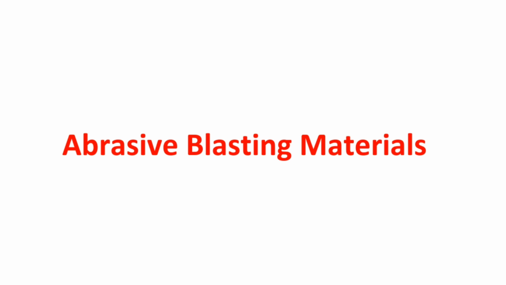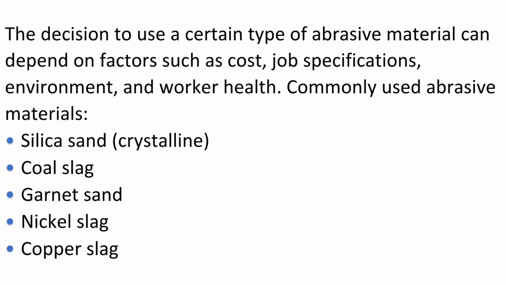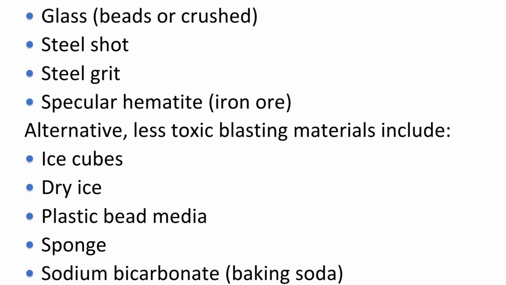Abrasive blasting materials. The decision to use a certain type of abrasive material can depend on factors such as cost, job specifications, environment, and worker health. Commonly used abrasive materials: silica sand (crystalline), coal slag, garnet sand, nickel slag, copper slag, glass (beads or crushed), steel shot, steel grit, specular hematite, iron ore.